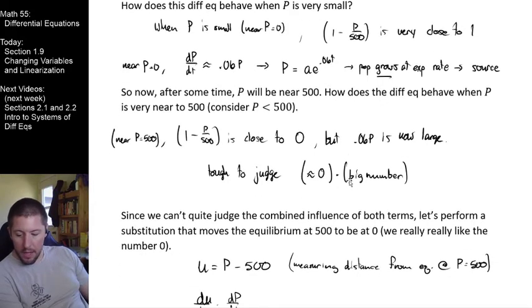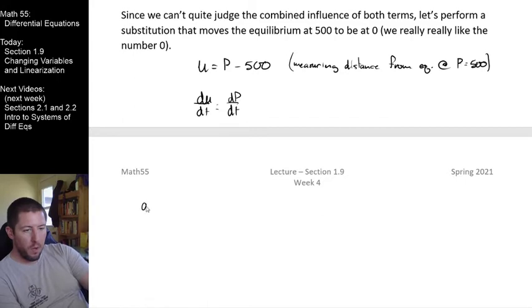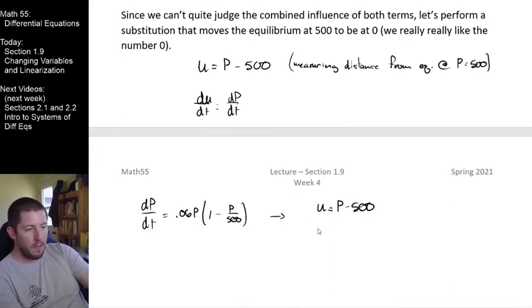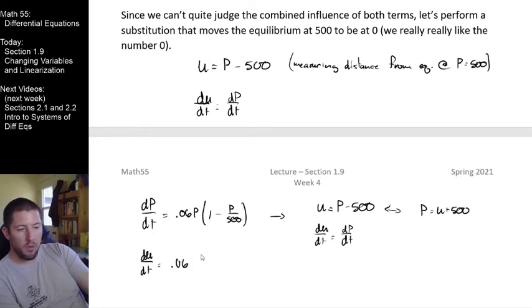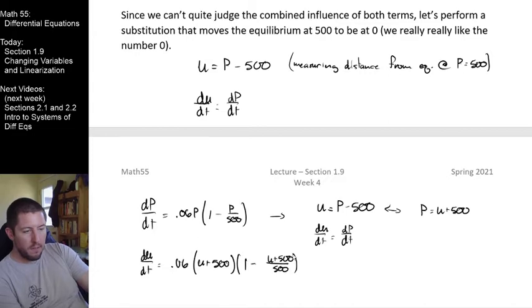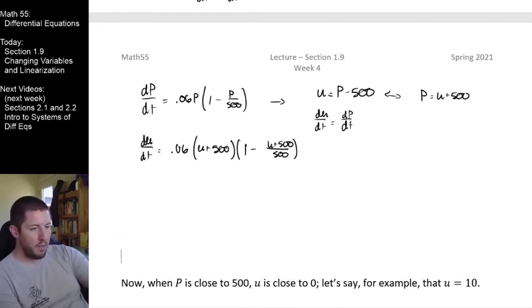So let's see what happens when I go ahead and do this here. So now I'm seeing that we're going to go from dp dt equals 0.06p times 1 minus p over 500. We're going to use the substitution u equals p minus 500, and du dt is just the same thing as dp dt. So that's going to allow me to rewrite this as du dt equals 0.06 times, and it looks like what I need here is p equals u plus 500. It looks like that's relevant here. So u plus 500 times 1 minus u plus 500 over 500. And I think there's some nice algebraic simplification that we can do here, so let's do that.